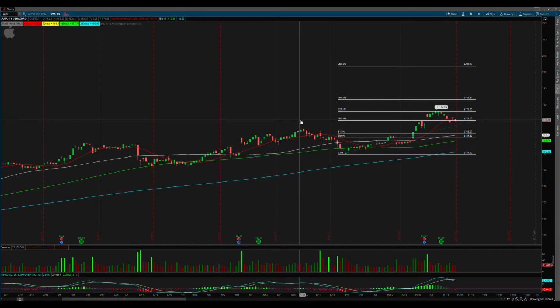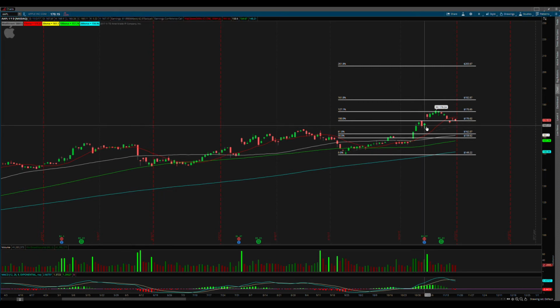Okay, let's look at Apple. Apple had this double top right here, so we draw our first resistance line right from there. That's the 100%. Drag it down. This is our support right here at this level, 149, as you can see.